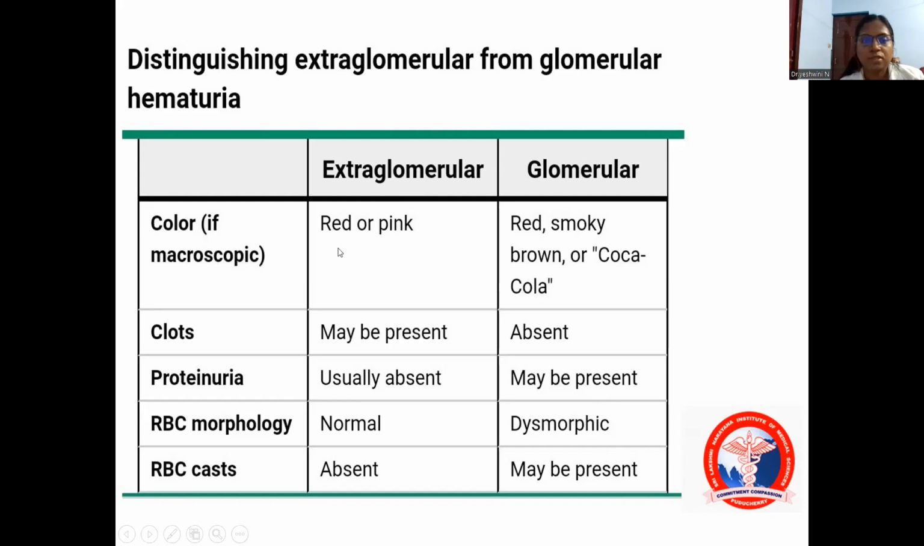Extraglomerular is exactly the opposite. It is the lower part. So it will be bright red or pink in color, and clots will be there because your glomerulus is not injured. There will not be any proteinuria. RBC casts will not be there. Your RBC morphology will be normal in an extraglomerular hematuria.